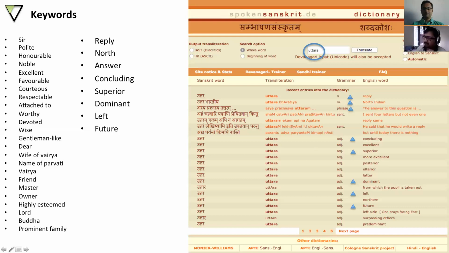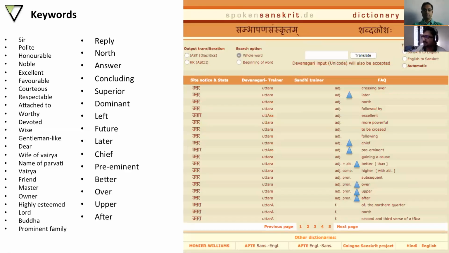And then Uttara also means future. So these are the elders who are mindful of the future of the community. Going on, you get more later: chief, as I described, preeminent, as I said a lot, better, over, upper, after. These are again over, the last word. Again, upper, you're going high up in the sky, just like the sun. After, the first, later, things of that sort.